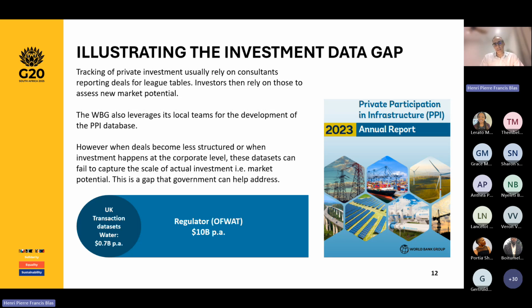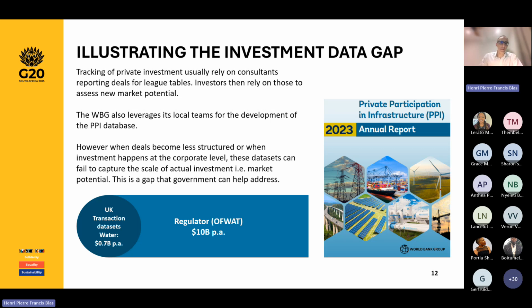But the UK has got a regulator that collects data from all those private water utilities. We can discuss how that regulator has done in the recent past, but they collect that data. And actually what they see is that all the utilities together are investing closer to 10 billion. So that's obviously a ratio of 1 to 10. And what we're seeing is that it's actually quite difficult for investors to get a sense of the depth of that market if they only look at transactions.